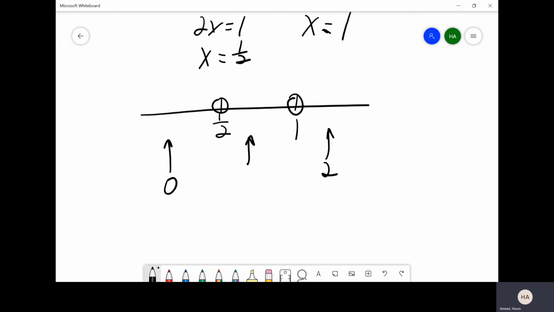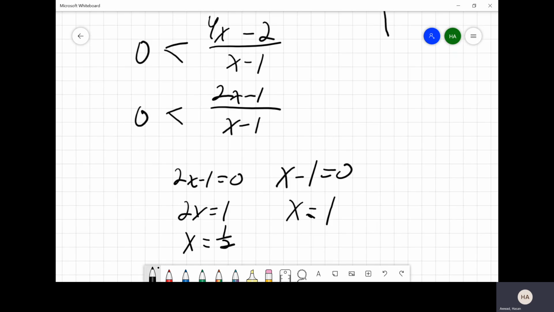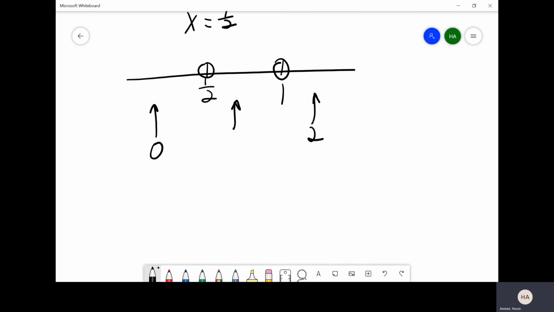I'm going to pick 0. And for the middle test point, well, it's not looking too great, right? We have to pick something. What I'm going to do is I'm going to pick 2/3. Feel free to pick any other fraction that's between a half and 1. I'm just picking 2/3 because why not?